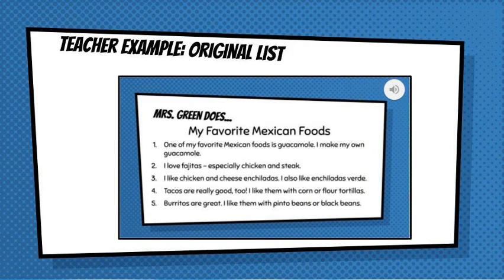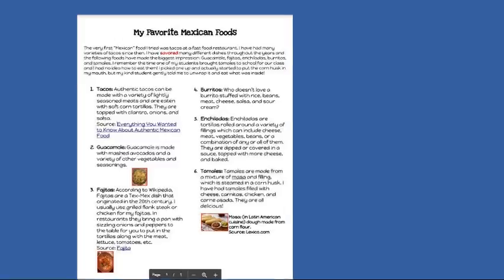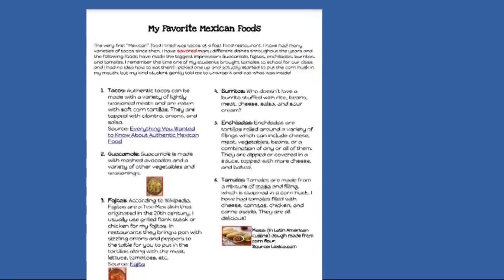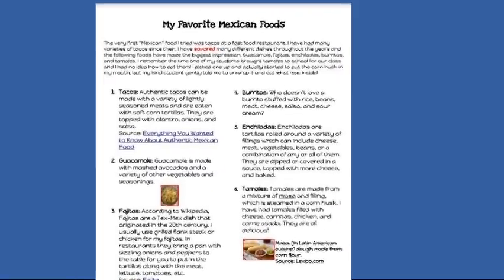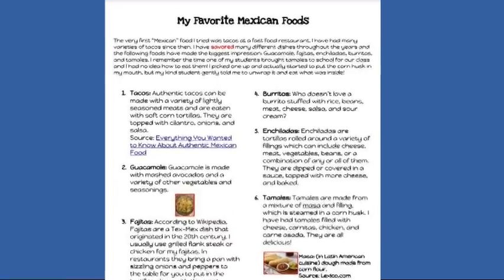I created another example for you because I think a lot of you decided to use a list. If you take a look at my original list, it's just a list of my favorite Mexican foods, and I have a sentence or two with them. When I revised, polished, and edited, I did it 2 different ways. First, I created it as a Google document, and I added columns.